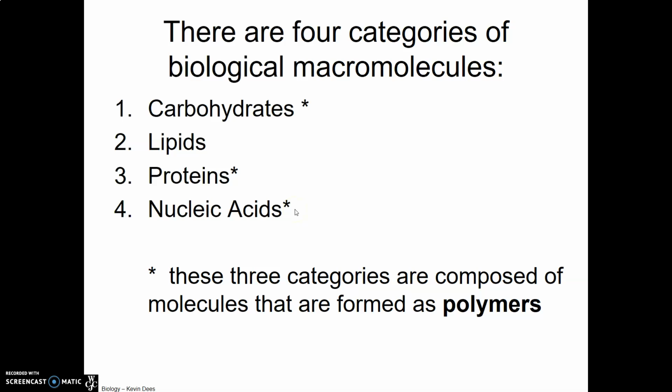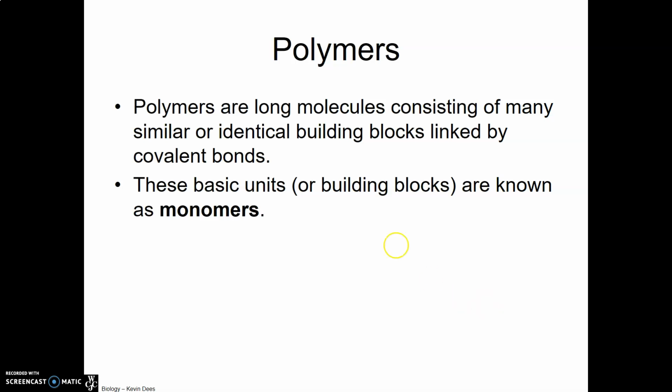DNA and RNA. Now you'll notice that 3 of these 4 categories have an asterisk next to them, and this is because these macromolecules are formed as what we call polymers. So let's talk about what a polymer is. A polymer is a long molecule that consists of many smaller or identical building blocks that are going to be linked together by covalent bonds.